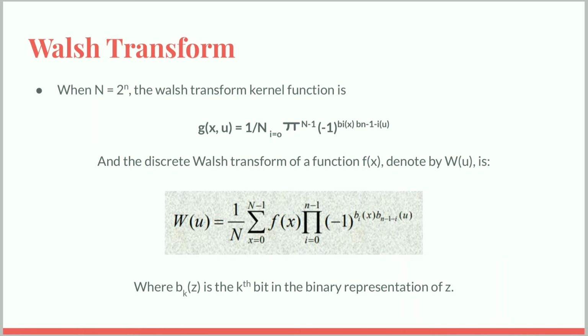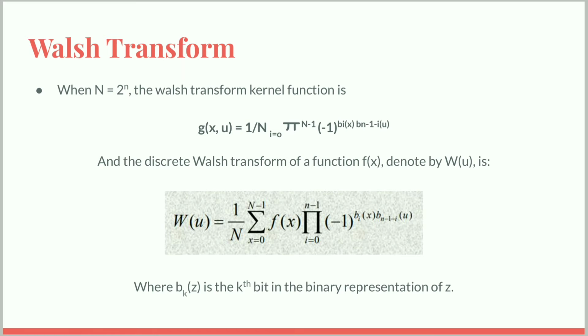Now the next transform that you have to learn is Walsh transform. Suppose the value of N is 2 raised to n, then the Walsh transform kernel function is represented as g of x,u, which is represented using the given equation: 1 by N, product over i equal to 0 to n minus 1, of minus 1 raised to b_i of x into b_(n minus 1 minus i) of u.